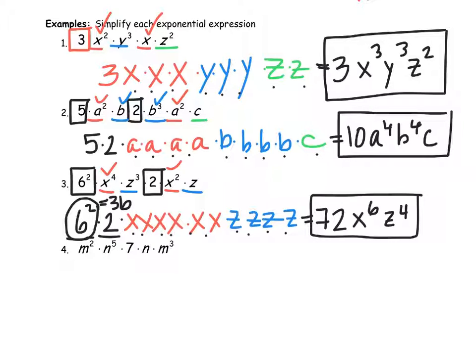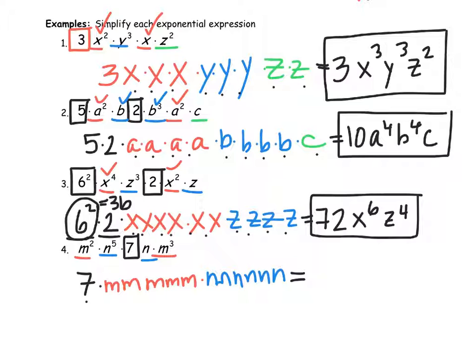All right, last problem. Scan that problem, look for coefficients. I see one coefficient out, that's a 7. I'll put that out front. Then we're going to look for other letters. So I see an m squared, and an m cubed, m. And then an n to the 5th, 1, 2, 3, 4, 5, and another n. All right, so our final answer, we have a 7 all by itself, 1, 2, 3, 4, 5 m's, and 1, 2, 3, 4, 5, 6 n's.